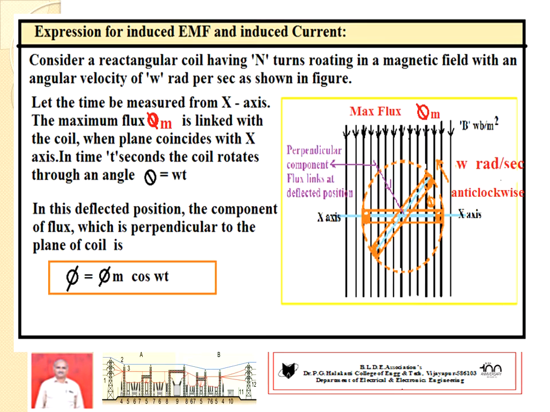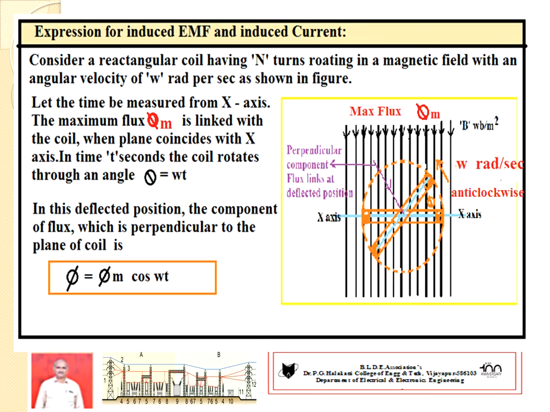At this condition, the maximum flux linked with the coil, perpendicular to the coil, is φm. Once again, listen: when the coil is in the plane of the x-axis, it is perpendicular to the flux lines of φm. Hence, at this condition, the maximum flux is linked to the coil, and time is taken as 0. After some time, the coil is rotating in the anti-clockwise direction.